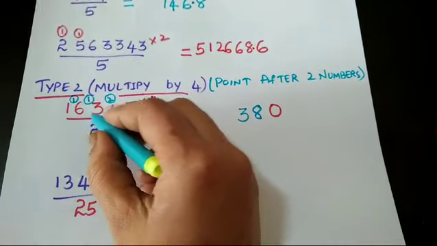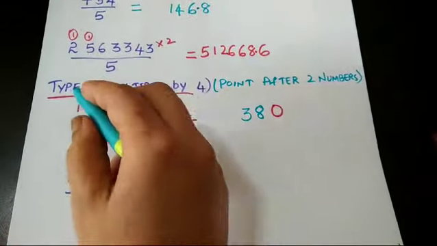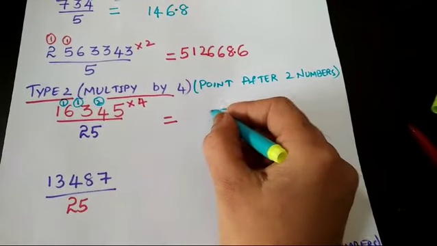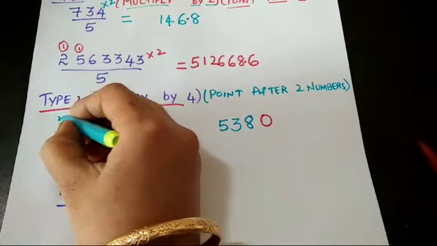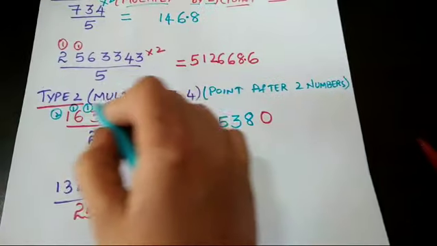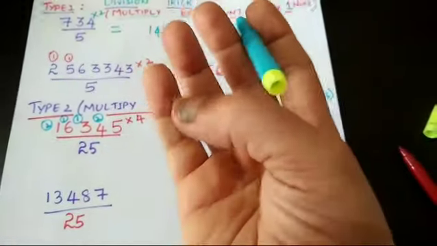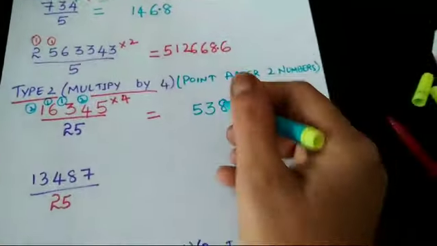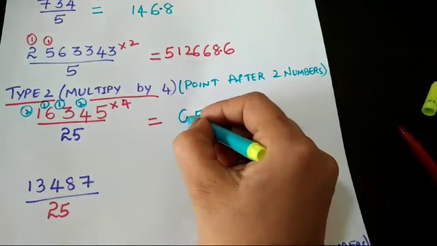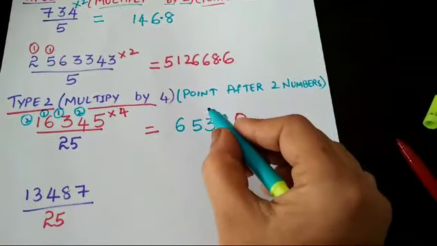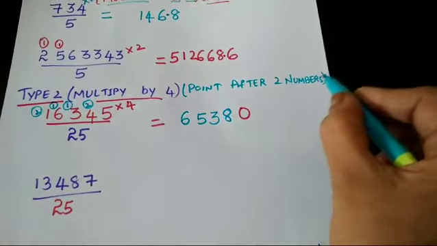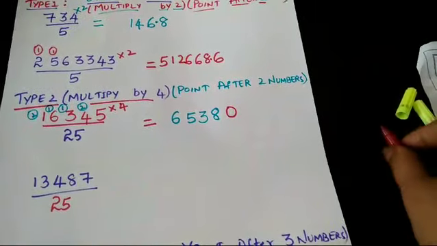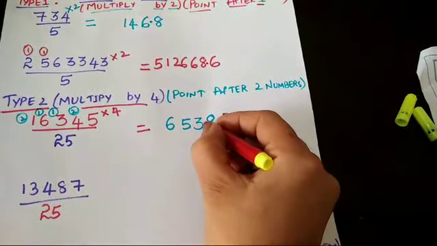4 6s are 24. 24 plus 1 will be 25. 5 and I will give the carry. 4 1s are 4 plus 2 is 6. So this will be your answer. The next step you should do is a point after two numbers. Put a point after two numbers.